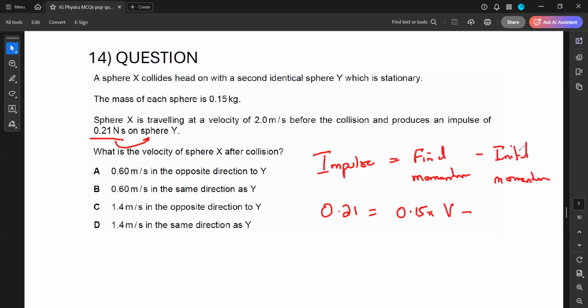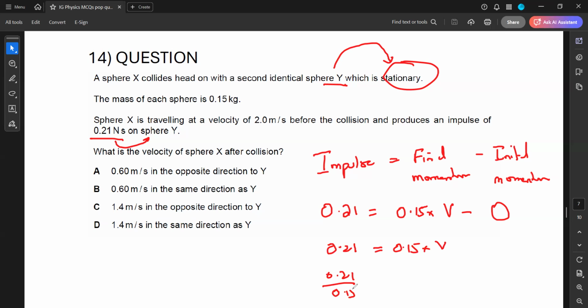The change in momentum is the final momentum minus the initial momentum. How to get the initial momentum? They mentioned sphere Y was initially at rest, stationary. So if sphere Y was not moving, what was its initial momentum? It was 0, because if something is not moving, its velocity is 0. So 0.15 times v equals 0.21. 0.15 is multiplied, so on the other side it will be divided. So 0.21 divided by 0.15.